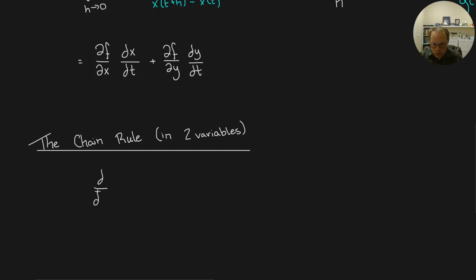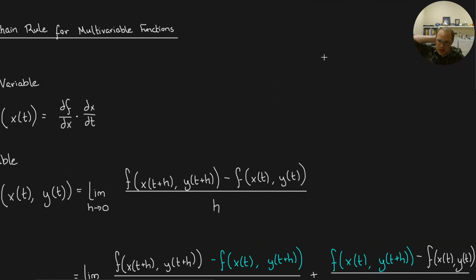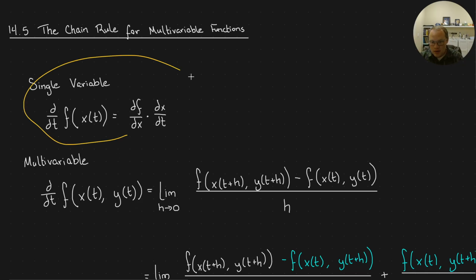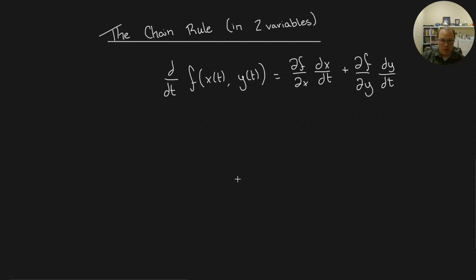The derivative with respect to t of f of x of t comma y of t is equal to partial f partial x, derivative of x with respect to t, plus partial f partial y, derivative of y with respect to t. Okay, now that's kind of a bit of a mouthful, isn't it? It's not as simple as our single variable chain rule up here. And I think there'd be a fair few students who'd say the single variable chain rule isn't simple either. So is there an easier way to remember this multivariable chain rule?